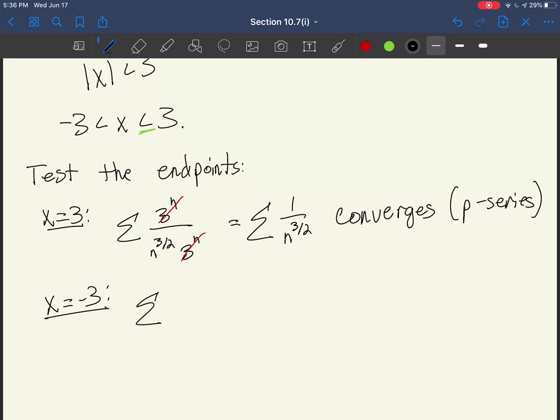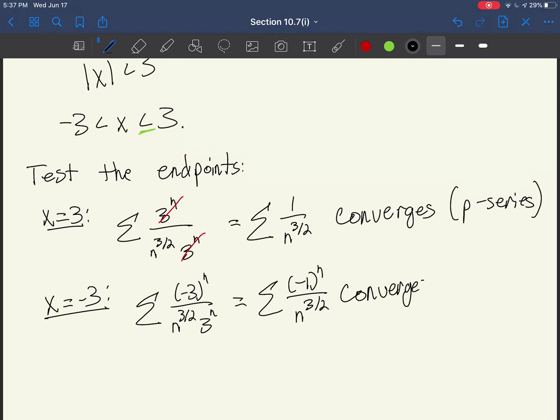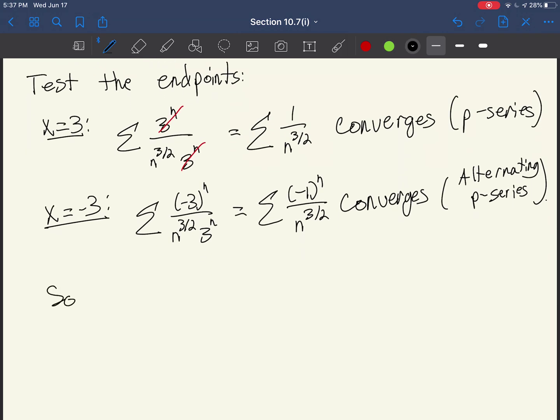We now need to test x equals negative 3. In this case, we have the sum of negative 3 to the n over n to the 3 halves, 3 to the n. Well, this is the summation of negative 1 to the n divided by n to the 3 halves. And this also converges because this is an alternating p-series. So we also include the negative 3.